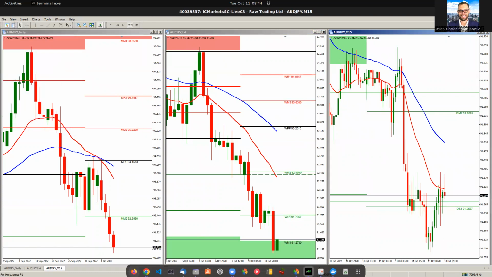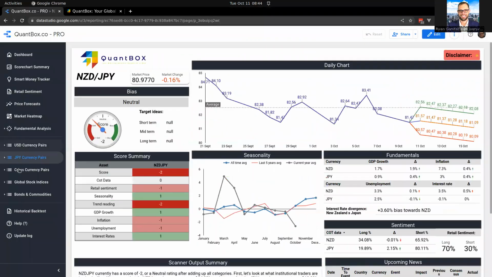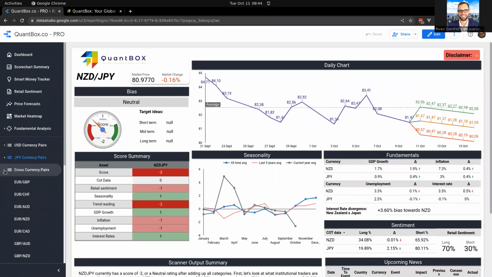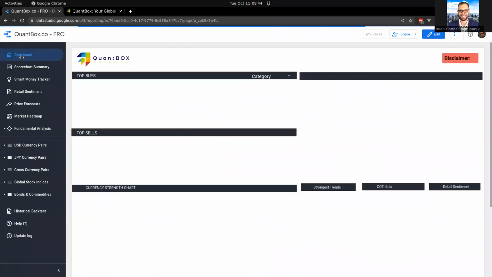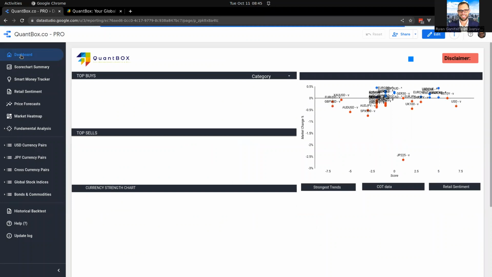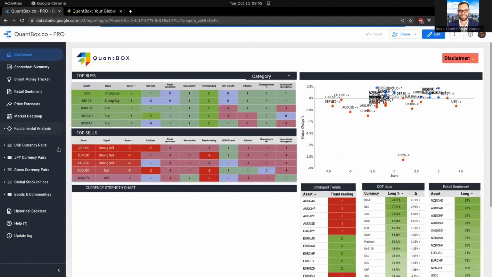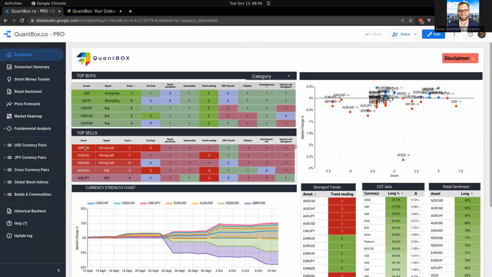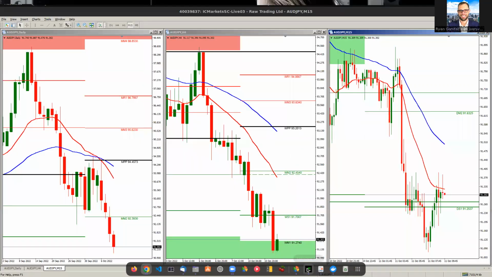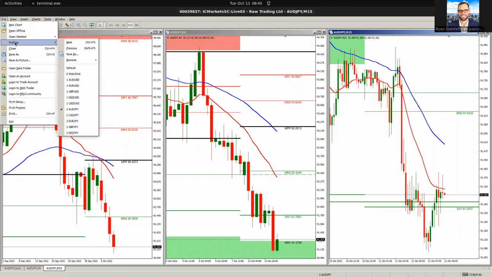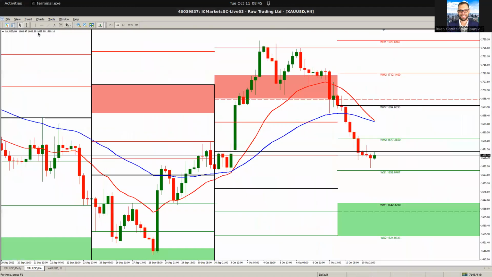Now, so far as my Swissies are concerned, if we take a look at my dashboard, looking at the top buys, top sells: gold still in the list, pound dollar, euro dollar, Aussie USD, Aussie yen. All right, cool. Let's take a look at gold. So let's just jump into a watch list over here.